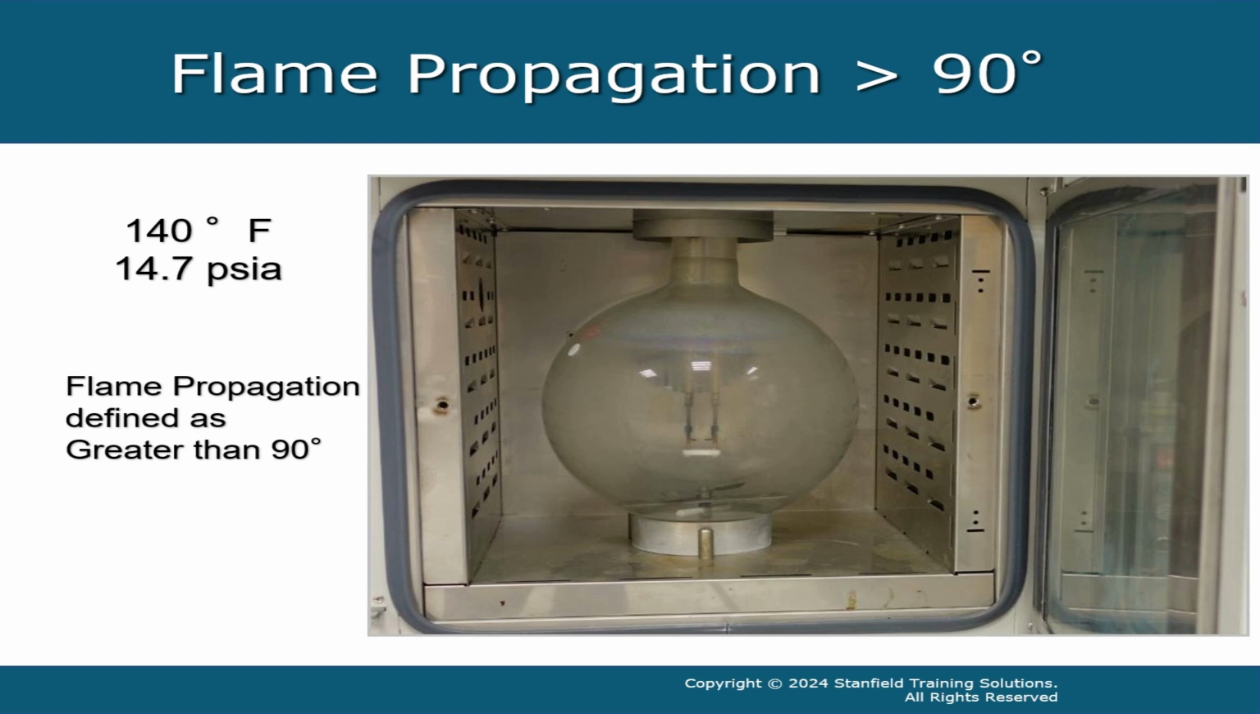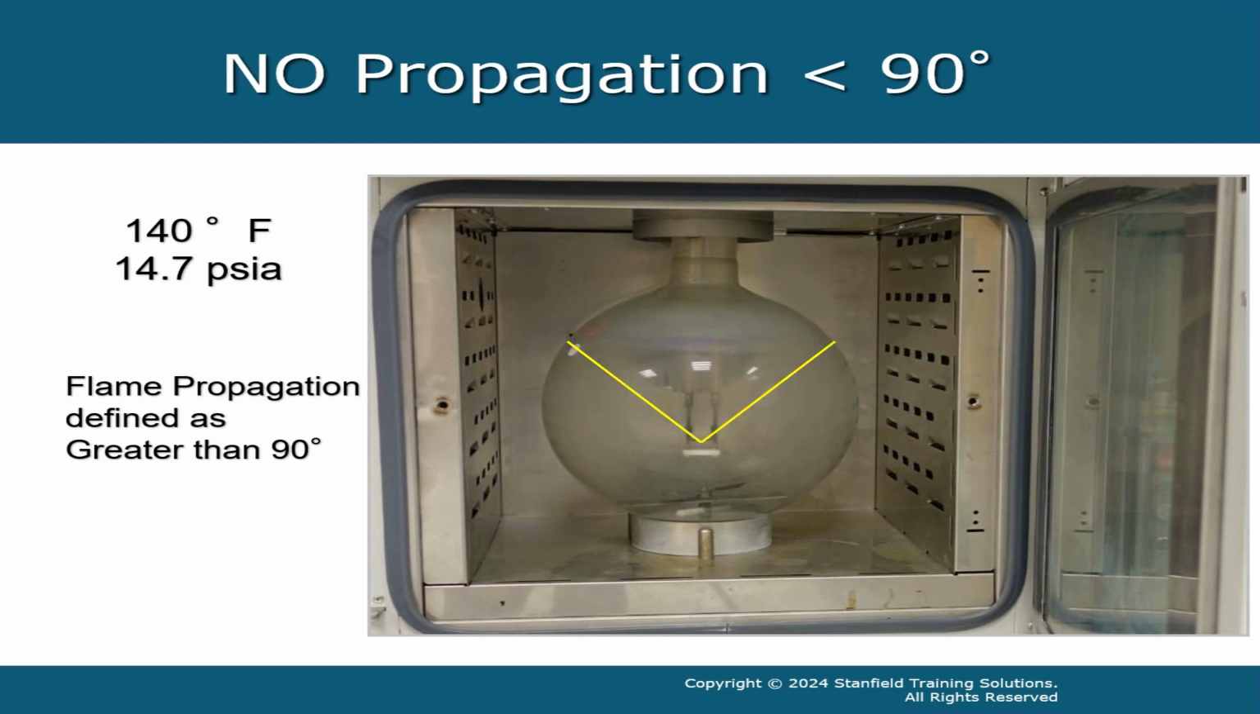Flame propagation is defined as any combustion that extends further than a 90-degree arc from the point of ignition, shown here by the 2 yellow lines. Flame propagation would look something like this. Note that the combustion cloud extends past the 90-degree yellow lines. If the combustion stays within a 90-degree arc from the point of ignition, as shown here, the refrigerant is said to have no flame propagation. Although this refrigerant did ignite, the combustion cloud stayed within the 90-degree arc.